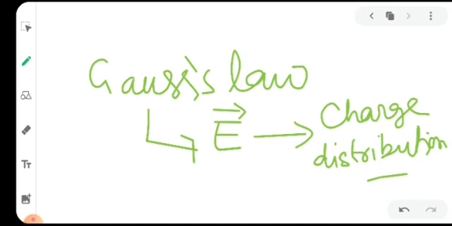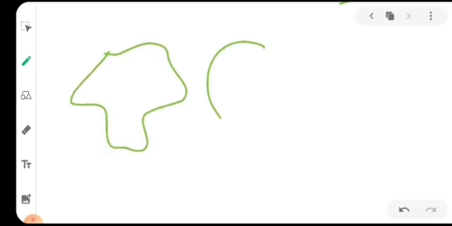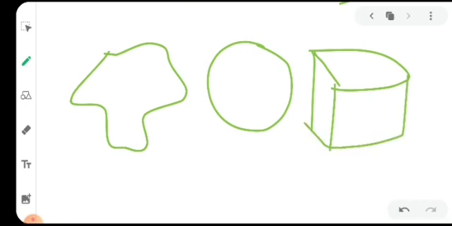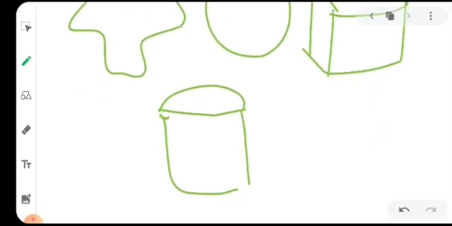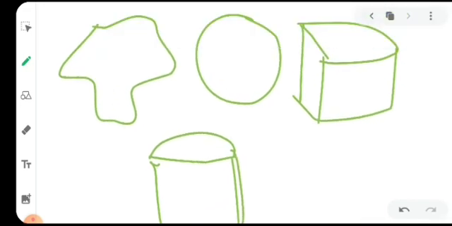So this happens to be a very useful law because of the freedom of the shape of the Gaussian surface we can assume. It has no particular shape, there is no requirement on it, it only needs to be a closed Gaussian surface. It can be a perfect sphere, it can be a closed cuboid, or it can even just be a half cylinder. No issues on whatever the shape is.